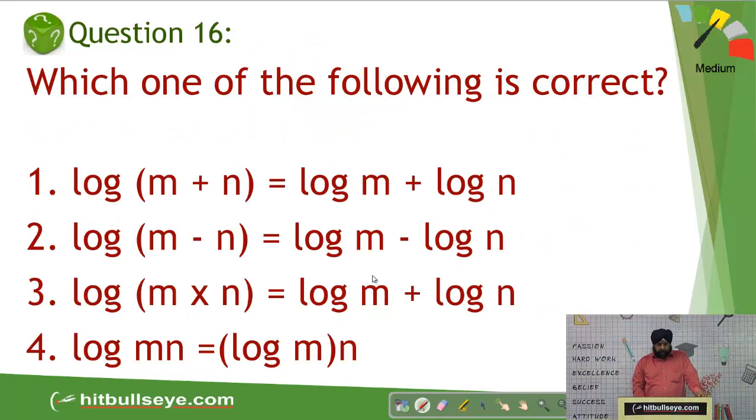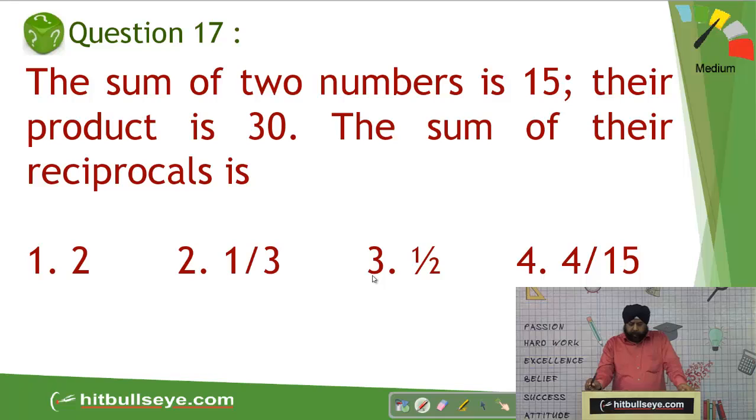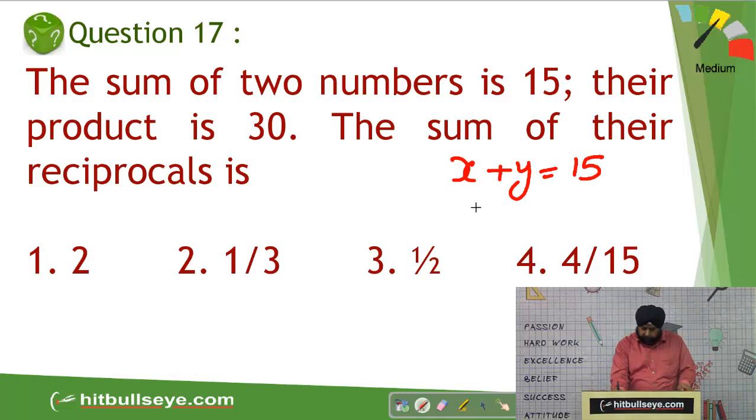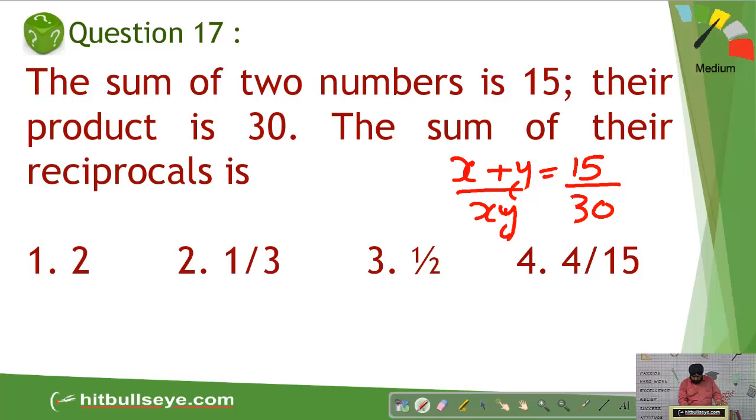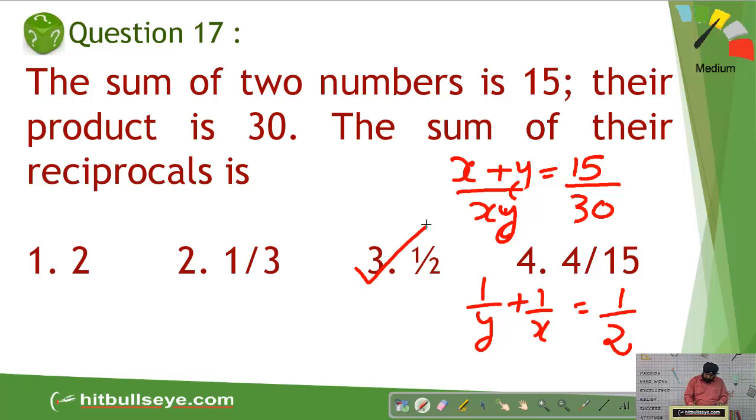Here comes the next question. Very simple question of logarithm. That is a basic formula you can solve. The sum of two numbers is 15. Their product is 30. Find the sum of their reciprocals. x plus y is 15, xy is 30. We have to find 1 by y plus 1 by x, or 1 by x plus 1 by y. For that you just have to divide these two equations. If we divide these two, we get 1 by y plus 1 by x, which is nothing but 1 by 2. Hence the third option is the answer.